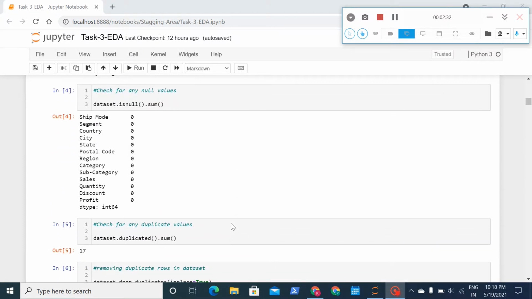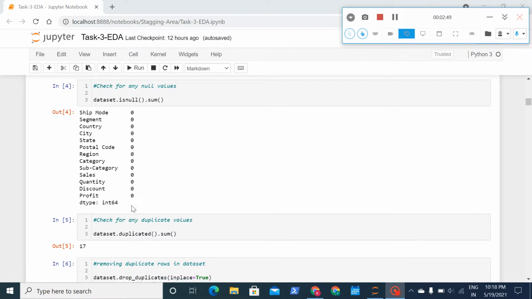Next, let's check for any null values present in the dataset using the isnull method. And using the sum method, it sums the null count along the columns. We can see that there are no null values along the columns. We can see 0, 0, 0, 0.